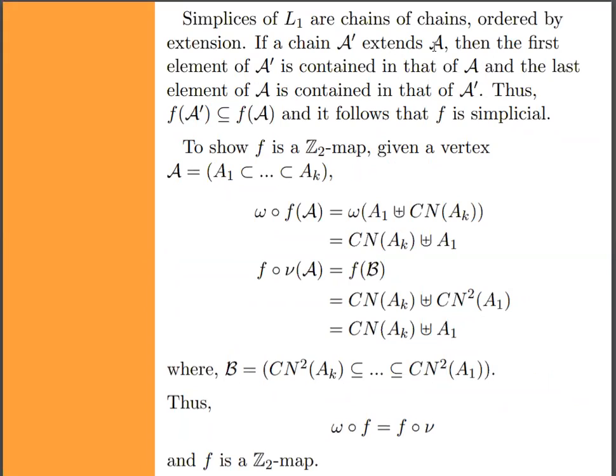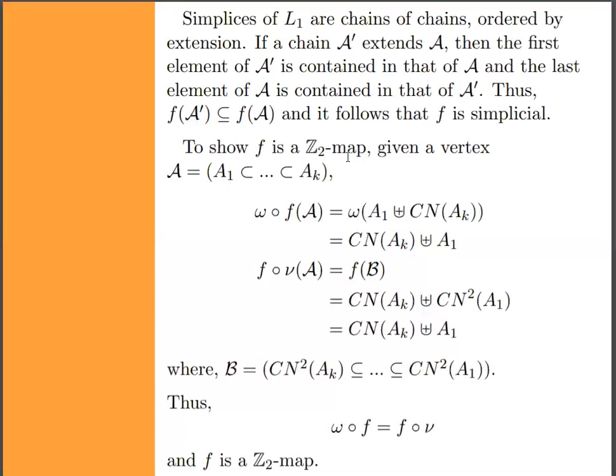And this is a simplicial map, because if a chain A dash extends A, then the first element of A dash is contained in that of A, and the last element of A is contained in that of A dash. So basically f of A dash is contained in f of A. So chains in extension are taken to chains in inclusion. So the simplices are taken to simplices, and it's a simplicial map.